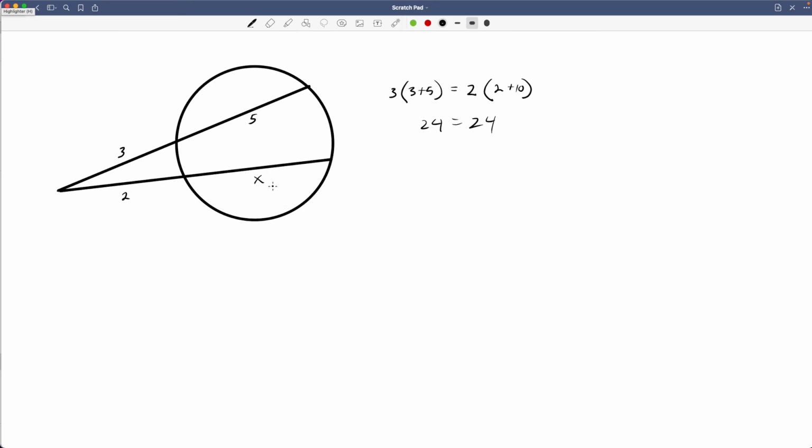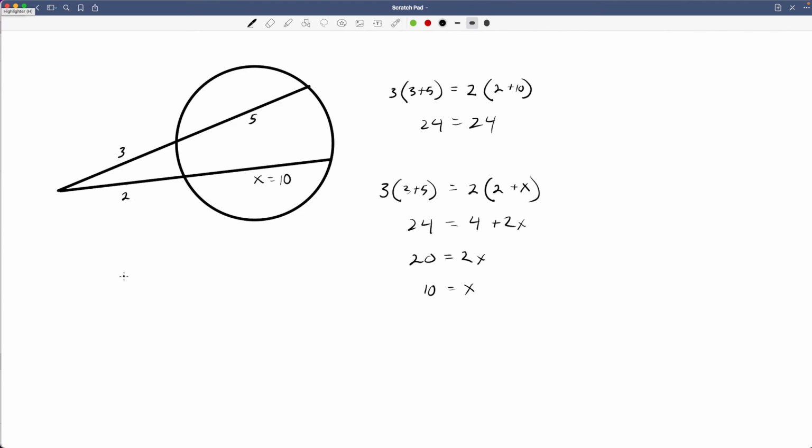If I had a missing information here, let's say I had a missing x here, I could say 3 times 3 plus 5 is equal to 2 times 2 plus x, right? And then you would say 3 times 8 is 24, and that's equal to 4 plus 2x. Then you would subtract 4 from both sides. That'd leave 20 is equal to 2x. Divide both sides by 2, and the value of x would be found to be 10, which was what it was to start with. So that is how we would apply that information there.